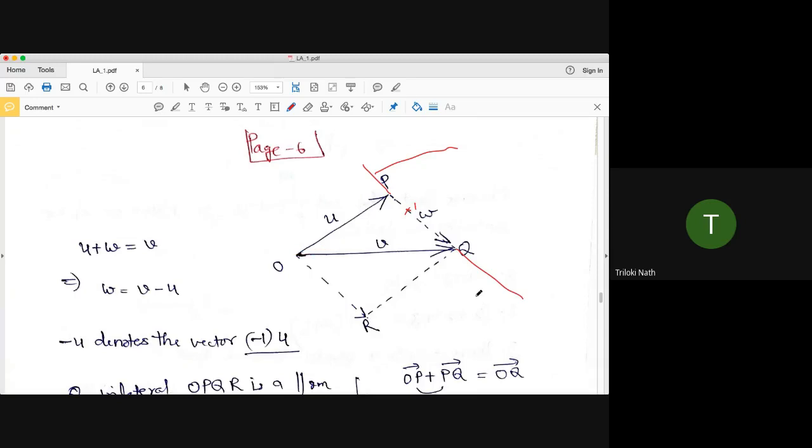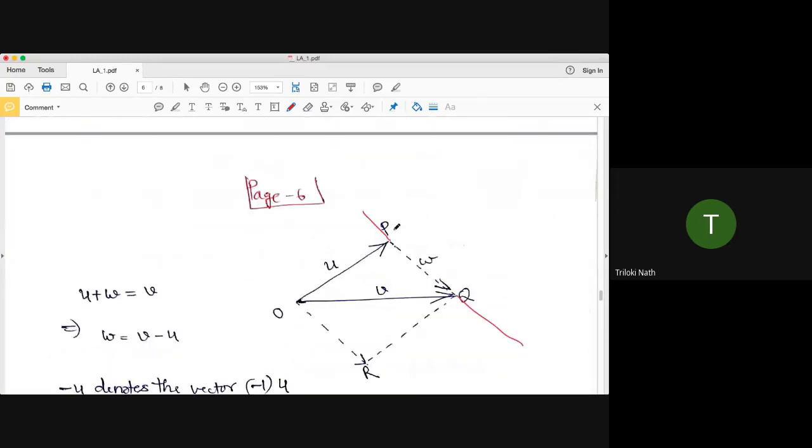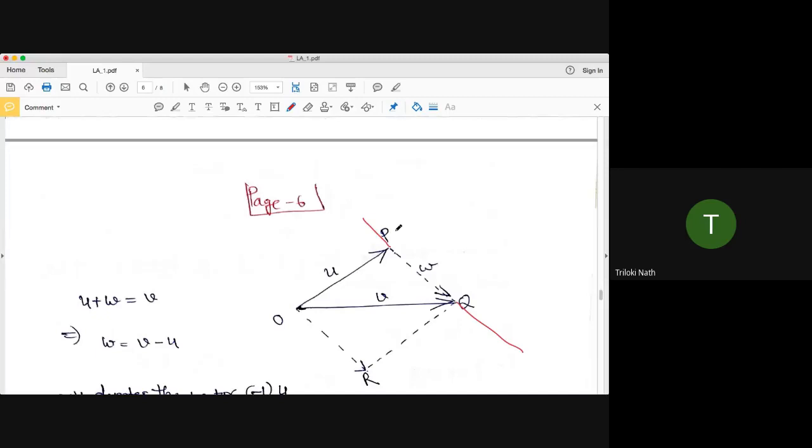Okay, fine. Let us come back. Anyway, so let O denote the origin of a coordinate system in the space. And suppose position vector of P is U and position vector of Q is V. That is, OP vector is U and OQ vector is V. Then what about the PQ vector?